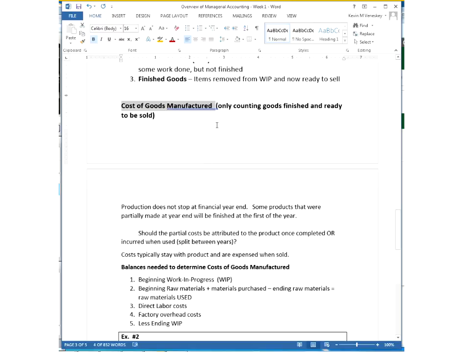Cost of goods manufactured is a key component that we need to then go on to the income statement item, where hopefully you remember from Accounting 101, we then can turn this into cost of goods sold.